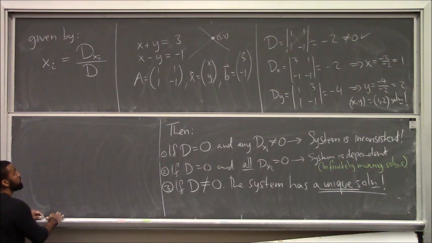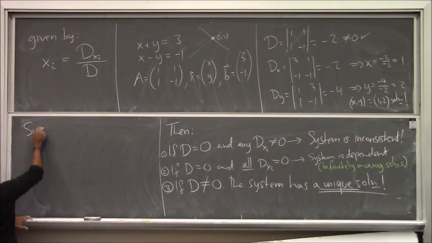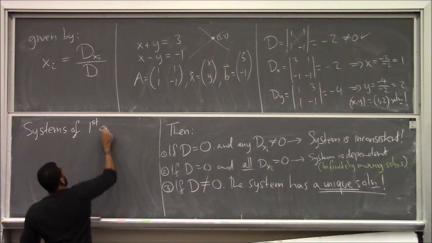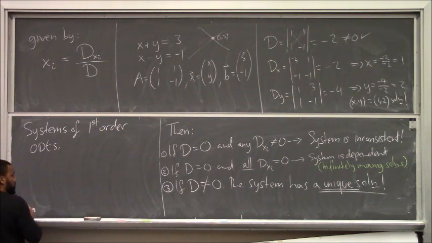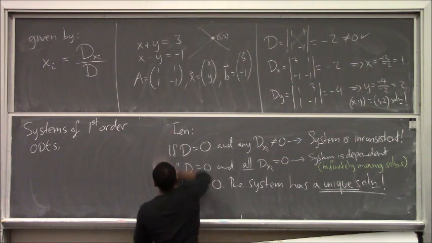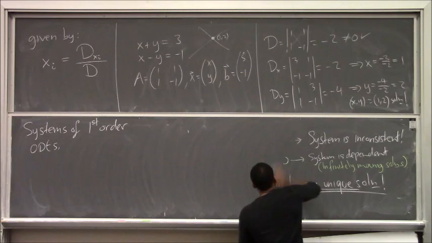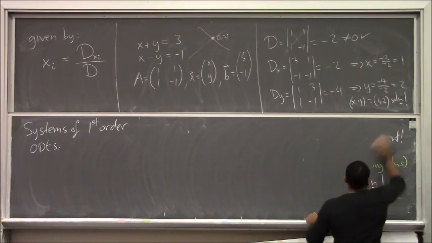So that has a unique solution. Now, let's talk about systems of first order ODEs. So let's say I have a bunch of first order ODEs. And of course it's going to be linear here.